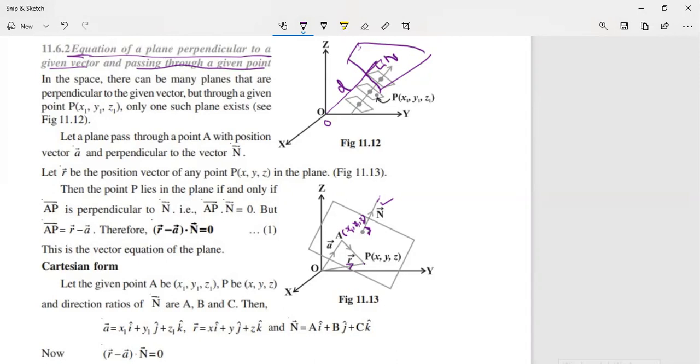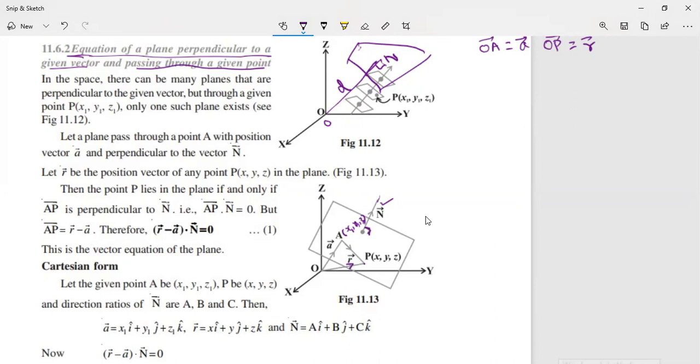We have two conditions: the plane is perpendicular to a vector, and the plane is passing through a given point A. So what is the position vector of A? A is small a. So we have seen that vector OA is vector a, and vector OP is vector r. Vector AP, we don't know.